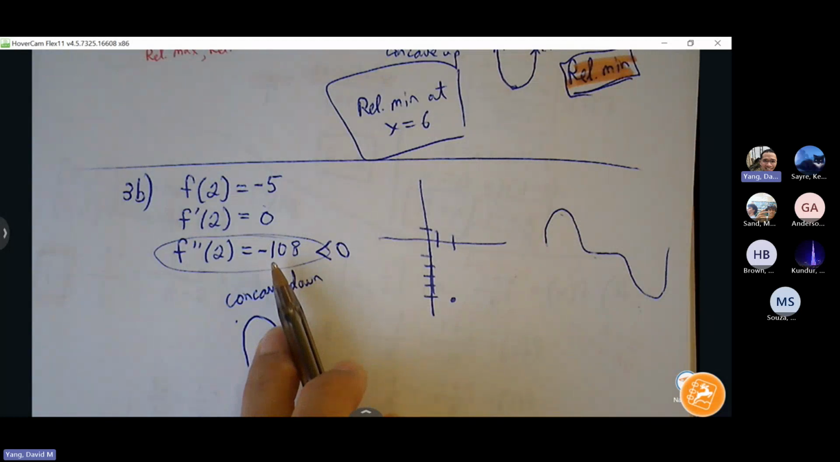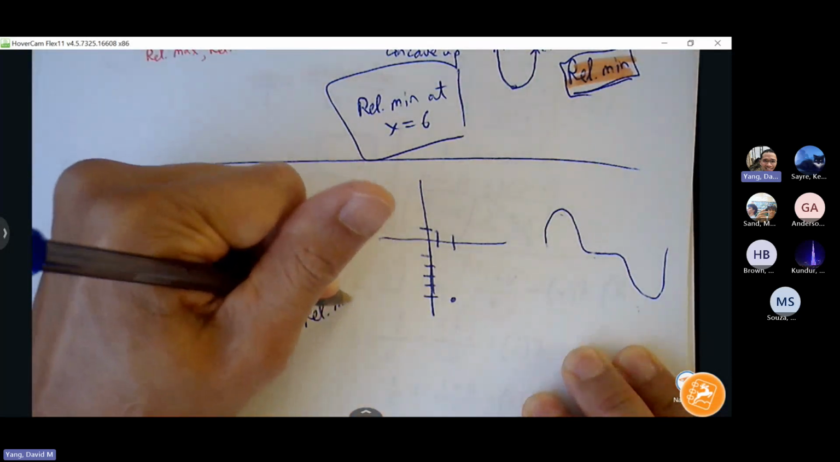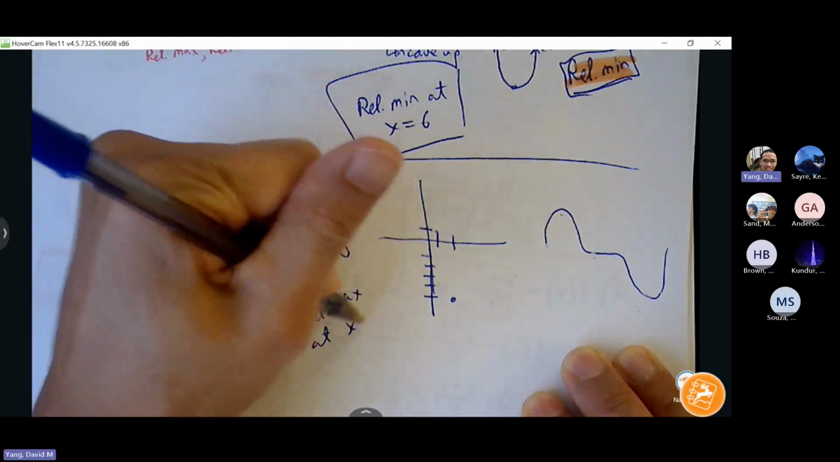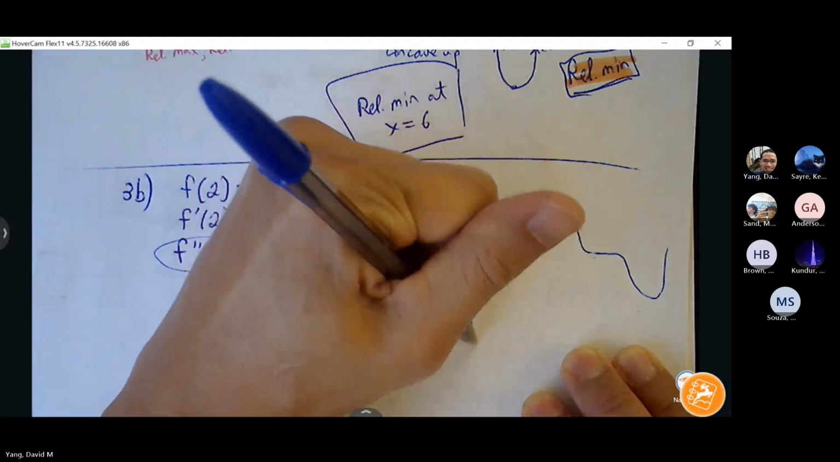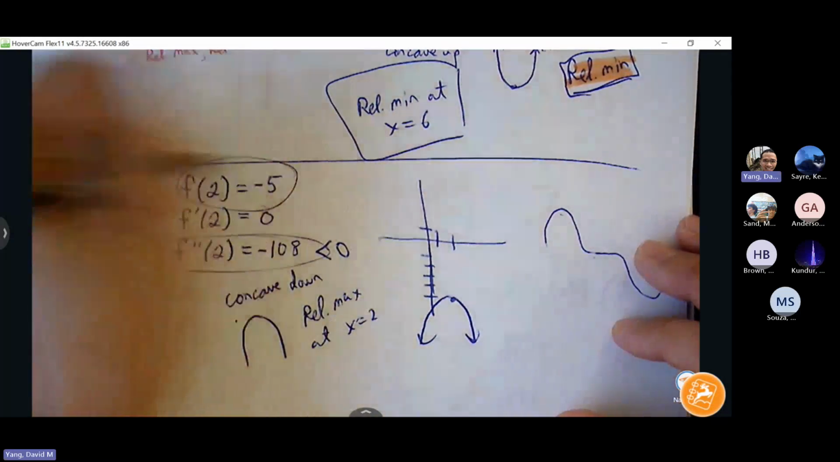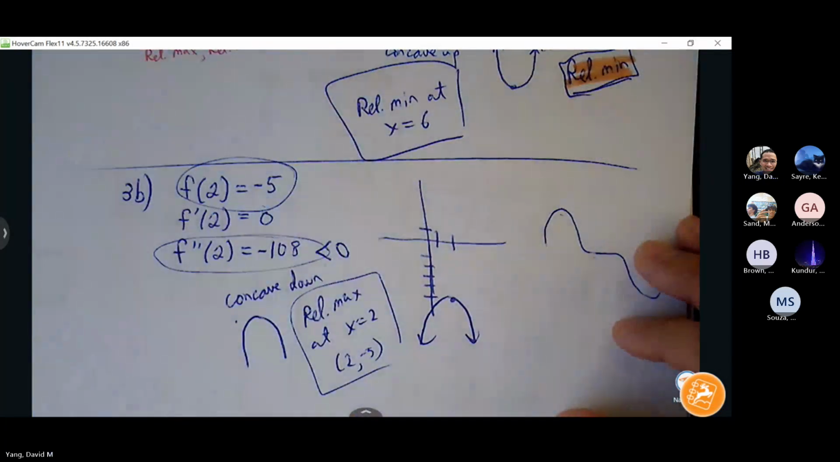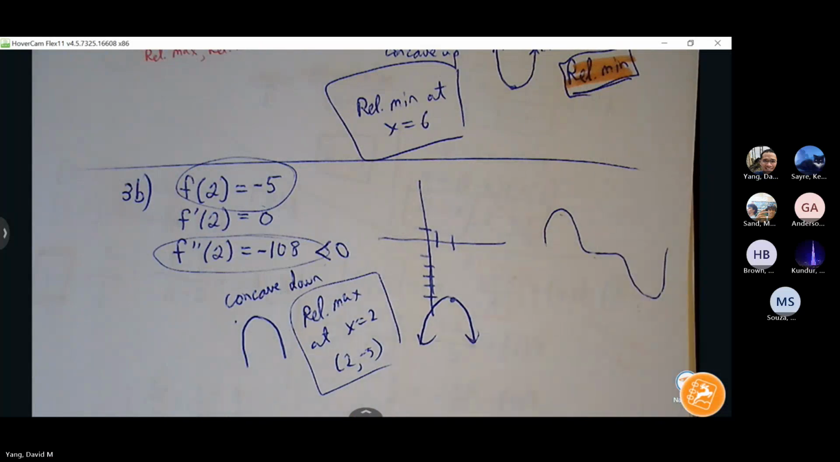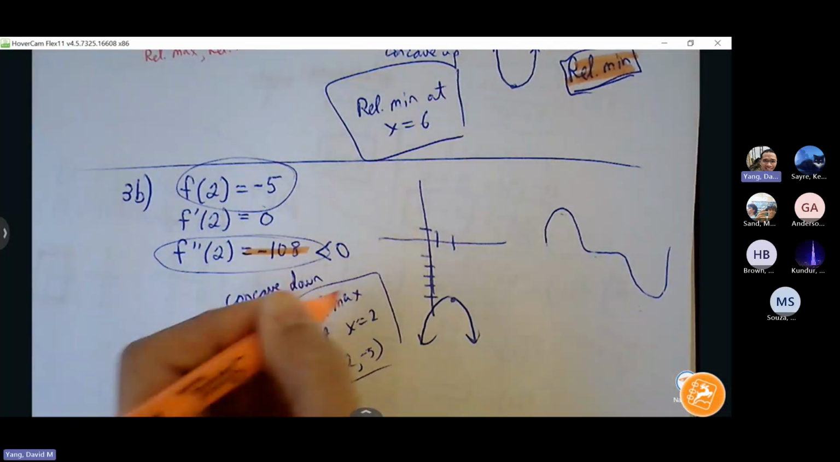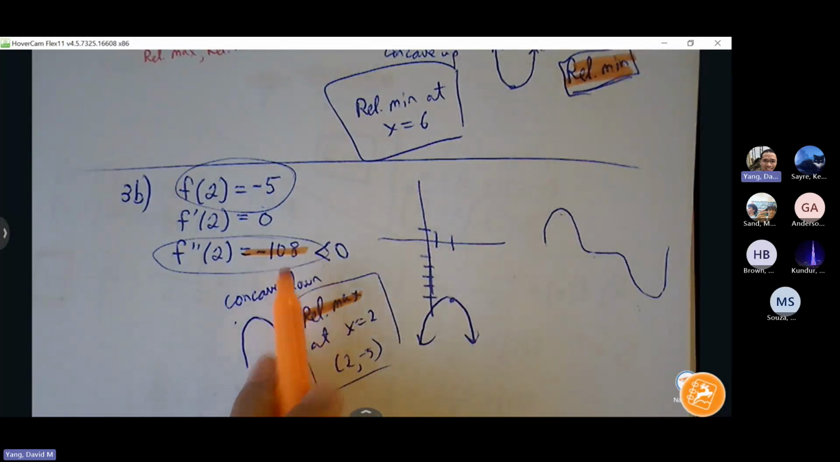I know it's confusing, right? That -108 feels like such a small number. It should be a relative minimum if that's an ordered pair, but this is not an ordered pair, that's a curvature value. So there's a relative max at x equals 2. We can actually know what the ordered pair is, right? Relative max at 2, -5, because we have the ordered pair there. You can understand why students want to make the wrong conclusion, because that number kind of throws us off a bit, right?